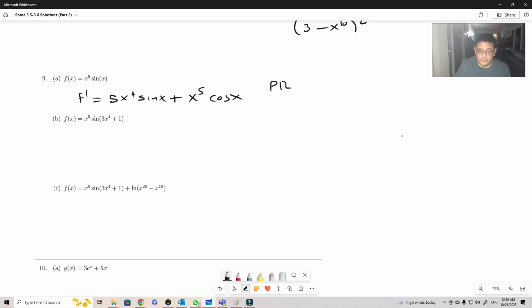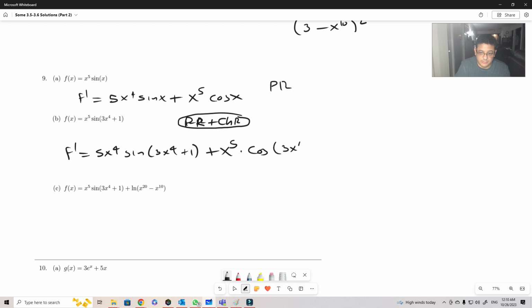Now this one is a product rule, but combined with a chain rule. So this is product rule plus chain rule. And we have that f prime is 5x to the 4 times sine of 3x to the 4 plus 1, and then now plus x to the 5, and the derivative of sine is cosine 3x to the 4 plus 1, and then multiply by the derivative of the stuff inside, which is 12x to the 3, and that is the derivative of this function.